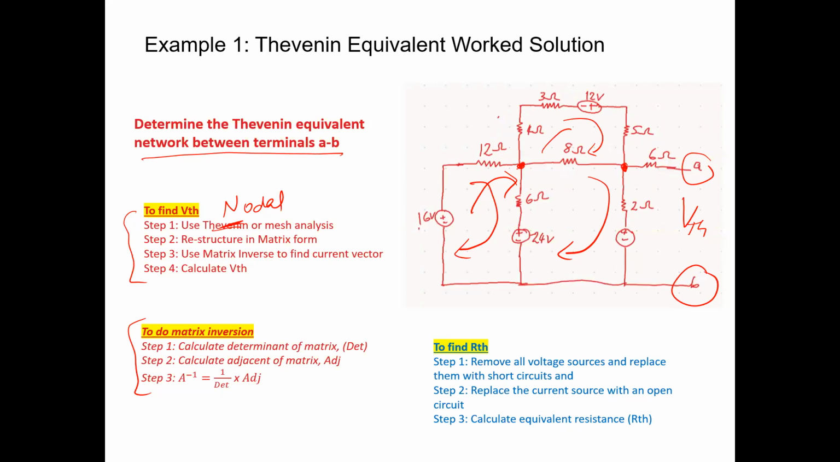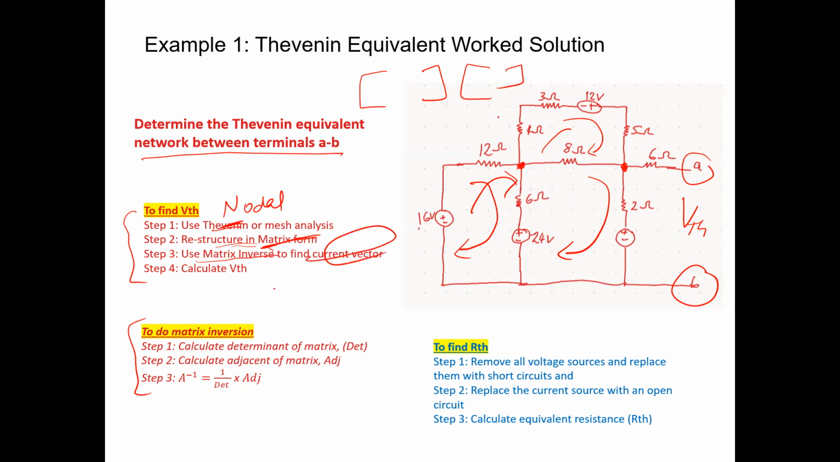Then we can restructure in matrix form. If there are two equations or fewer, you can use simultaneous equations to find the current or voltage, whichever is required. But if there are more than 2 equations, then we can use matrix form. Matrix form is this by this. Let's see whether we need the matrix form here, but that's the generic formula. Then we can use the matrix inverse to find the current vector.